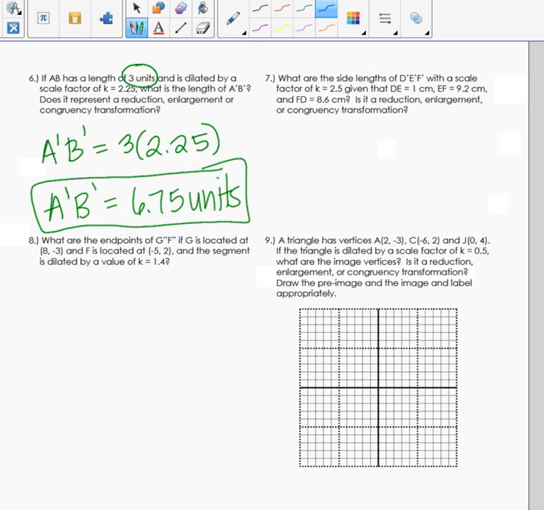All right, for number 7, it says, what are the side lengths of D prime, E prime, F prime with a scale factor of K equals 2.5, and then they give you DE is 1 centimeter, EF is 9.2, and FD is 8.6. Sorry, I missed the second half of this question over here. Is it a reduction, enlargement, or congruency transformation? Well, in this case, they give us our K value of 2.5, so it has to be an enlargement. Sorry, I ran out of room.